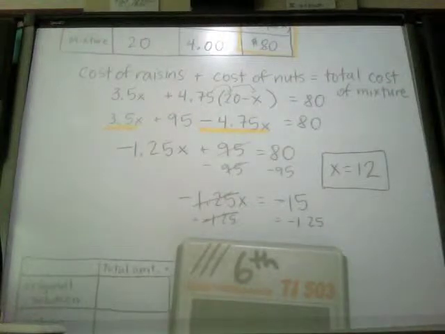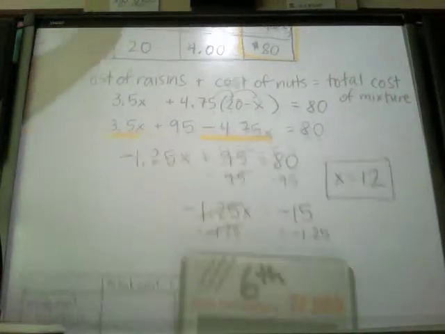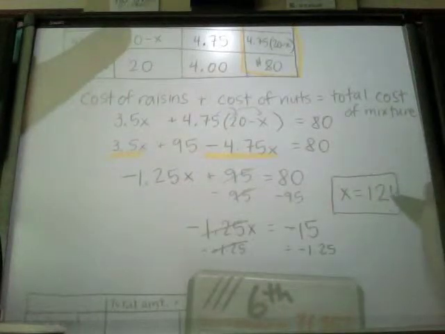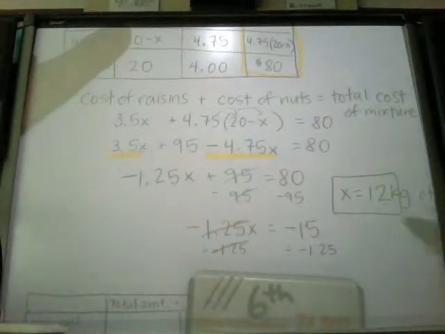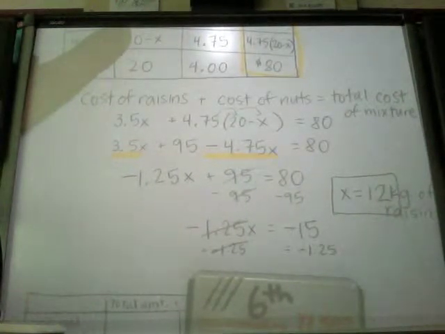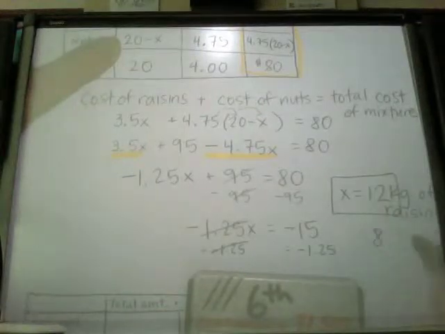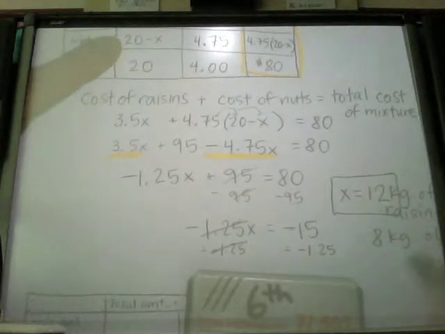Now, let's finish it off. The question said, how many kilograms of each should be mixed? Well, if x equals 12, that means 12 kilograms of raisins. And how many nuts? Well, if x is 12, 20 minus 12 is 8. So we do have to add in 8 kilograms of nuts.